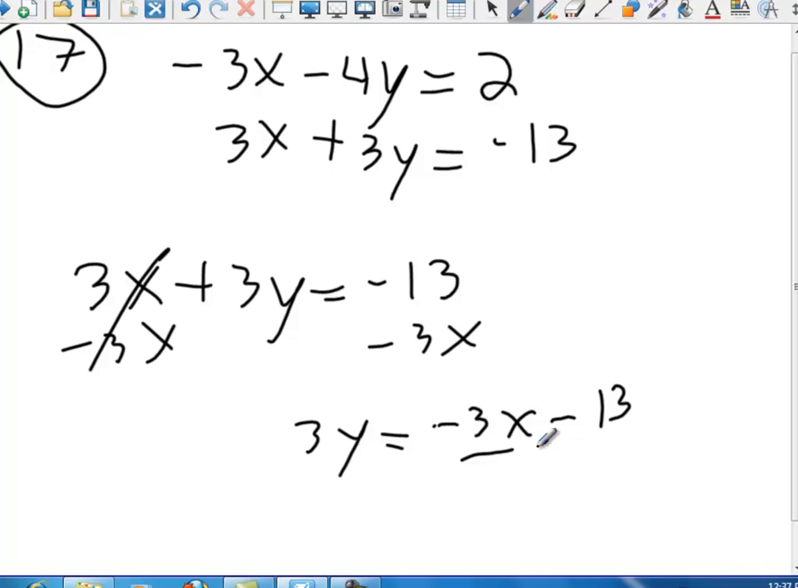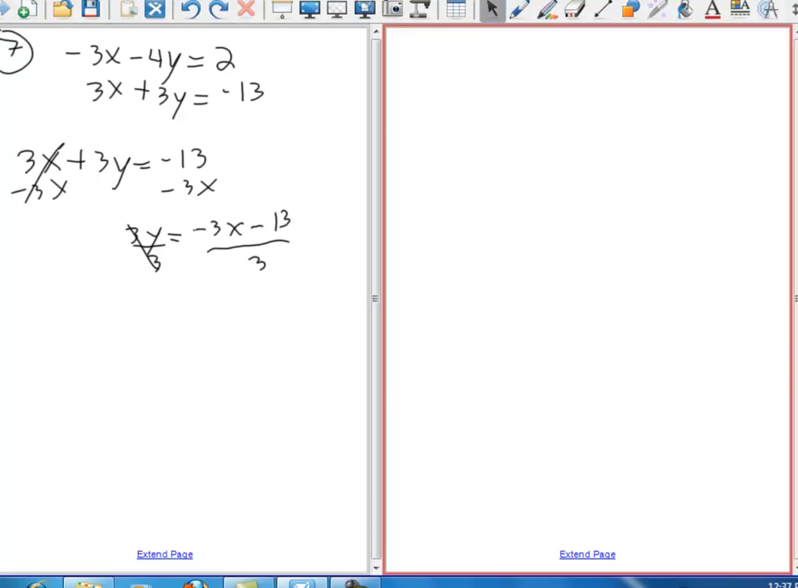And then we want the y alone, so we divide it by 3. Dividing by 3 here. Yep. And then y is equal to negative x, so y equals negative x minus 13 over 3. Okay, I'm good with that. That's good for y.